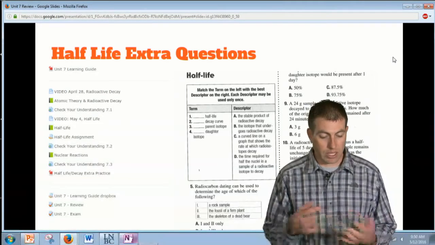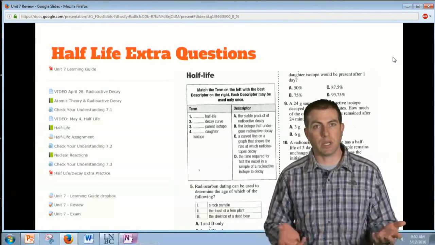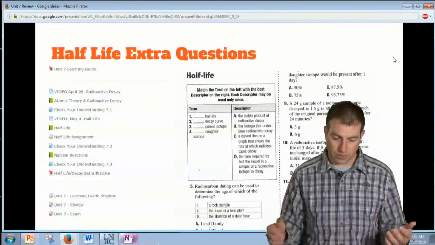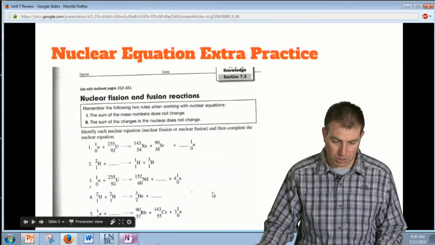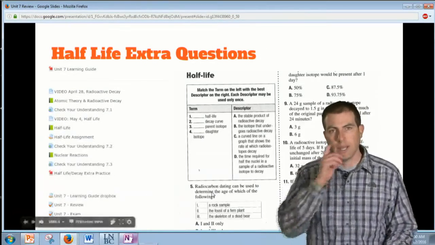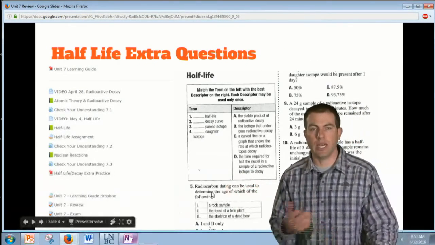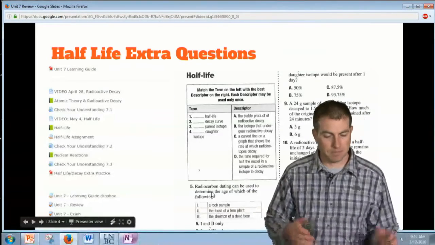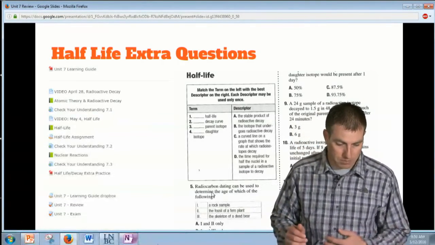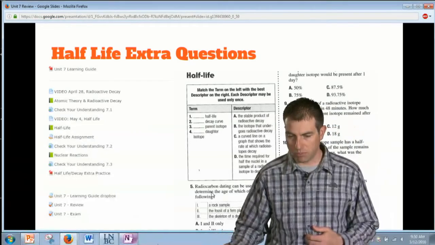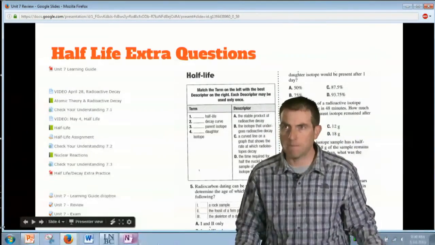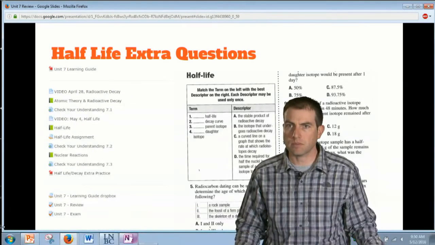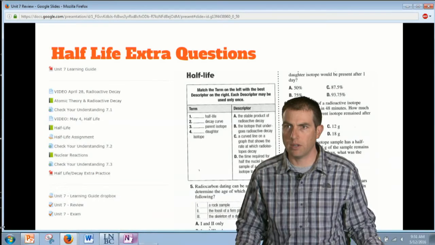I want you to write the answers down in chat and just explain how you got it. For example, if you're doing number 5, radiocarbon dating can be used to determine the following. What answer do you get? How did you arrive at that answer? There you go. So I'm going to move you into breakout rooms, if I am smart enough to figure out how to do that. And then we'll go from there.